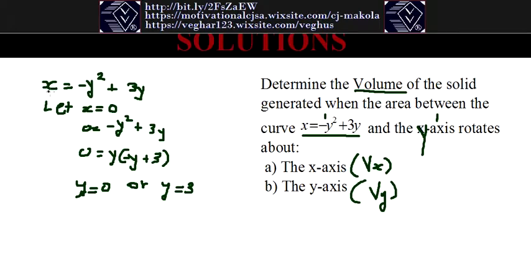So x, when y is 0, x is equal to 0. When you put 0 here, 0 here, you get 0. So you just let y equal to 0 and then x equals 0. Then another thing, because it's a parabola, you have to calculate the turning point.